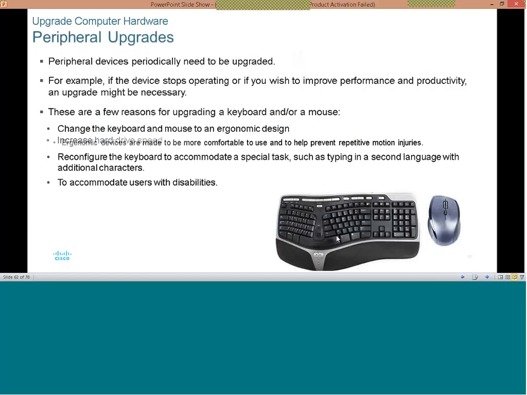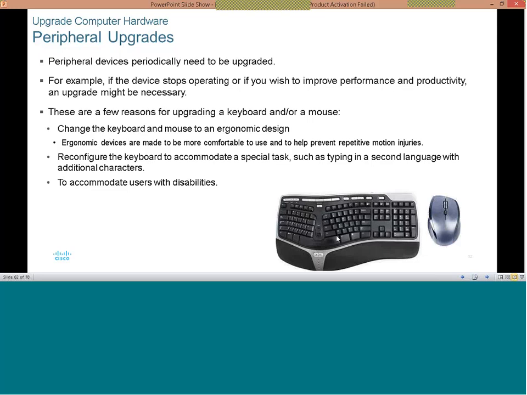So we have peripheral upgrades. Peripheral upgrades involve upgrading things like your keyboard. For example, if you wish to improve performance and productivity, an upgrade might be necessary. So you can actually upgrade to high speed peripheral devices. There are a few reasons for upgrading a keyboard and the mouse.